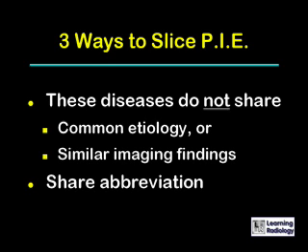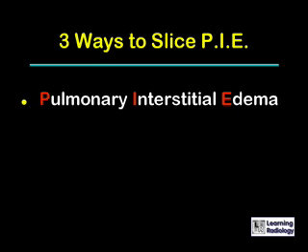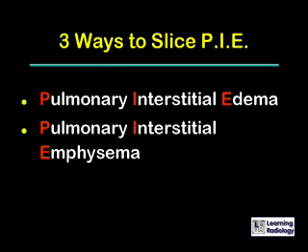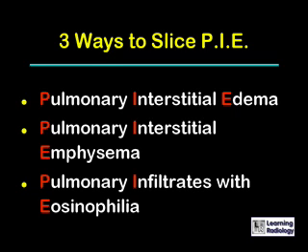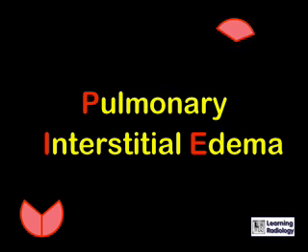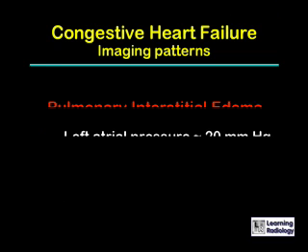There are 3 diseases which share the acronym P.I.E. These diseases do not have a common etiology or even similar imaging findings, but they're all known as P.I.E. The diseases are pulmonary interstitial edema, pulmonary interstitial emphysema, and pulmonary infiltrates with eosinophilia. Today we're going to talk about pulmonary interstitial edema as the first slice of the pie.